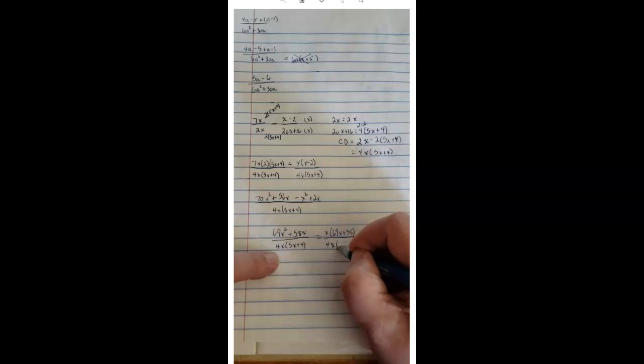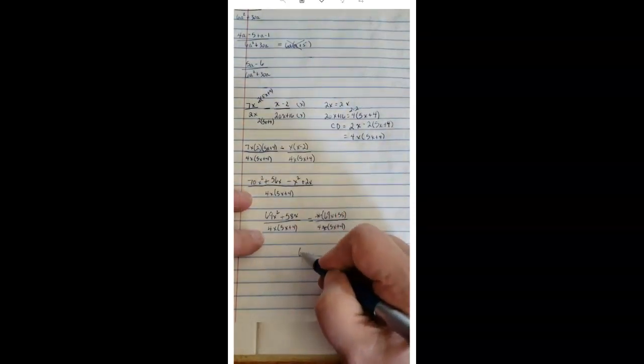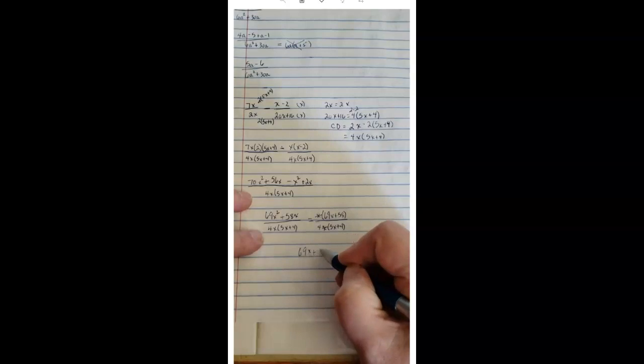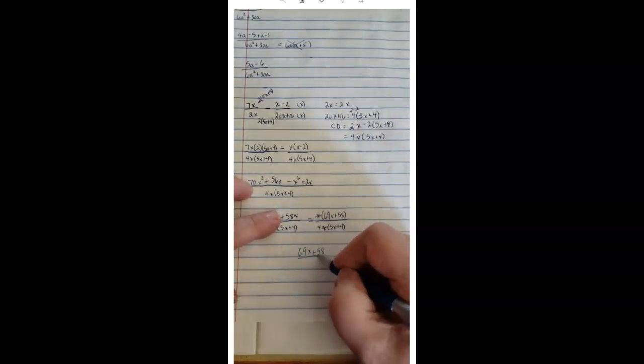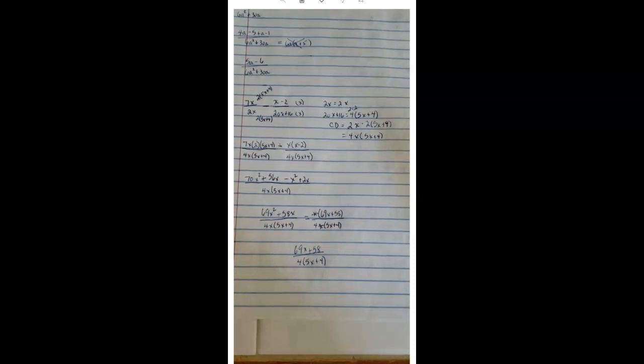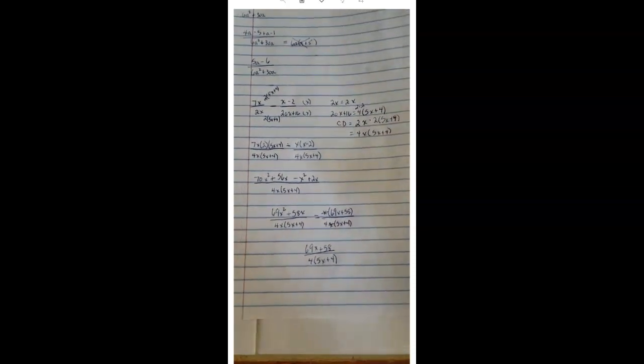So let me go ahead and do that. And now I can actually mark those x's out. So my final answer is going to be 69x plus 58 over 4 times 5x plus 4.